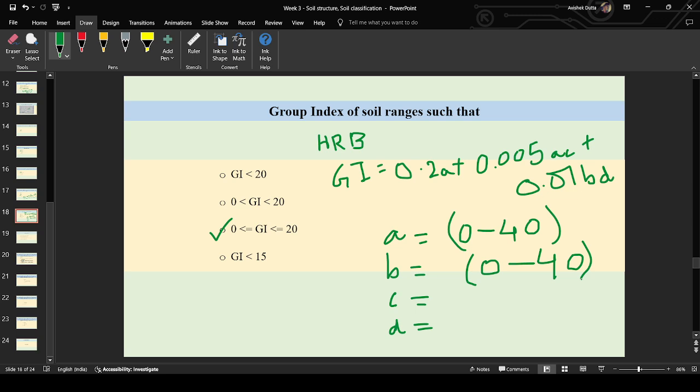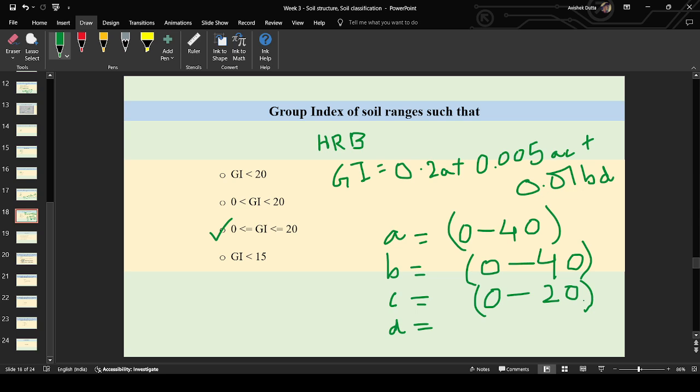What is C? C is the numerical value of the liquid limit which is more than 40 but less than or equal to 60. So here the range will be 0 to 20. If it is 40, then 0. If it is 60, then the value of C is 20.